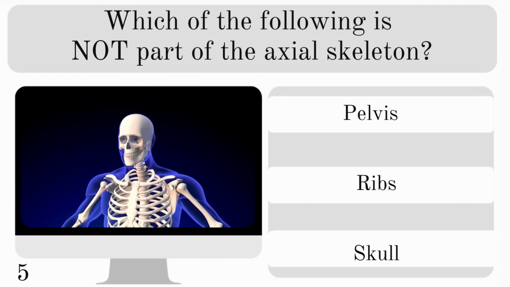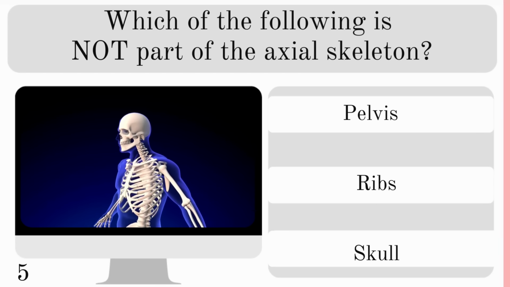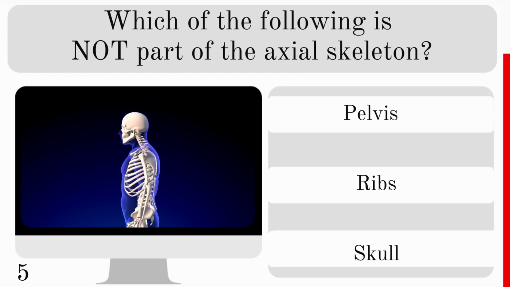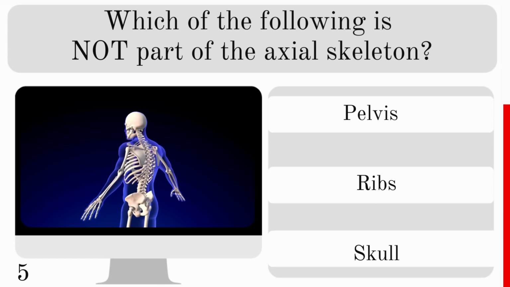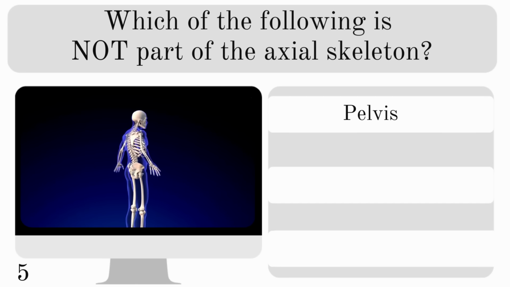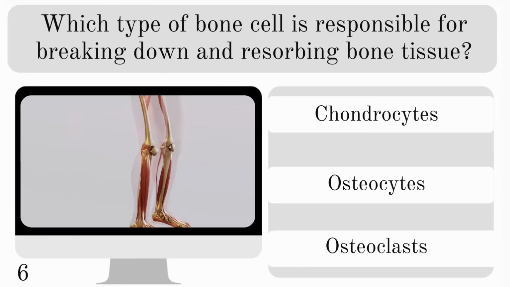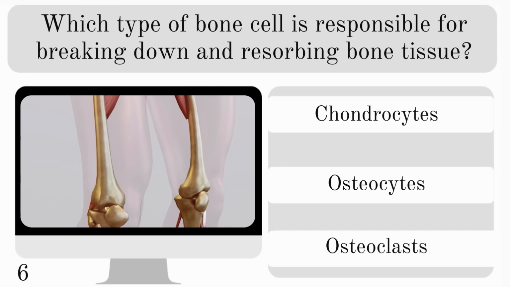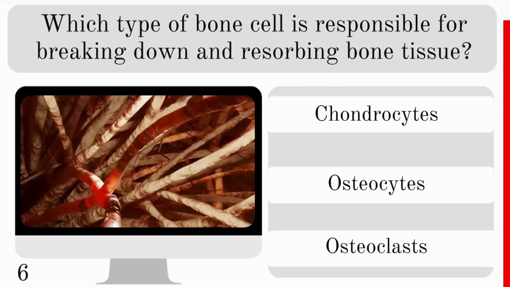Which of the following is not part of the axial skeleton? The pelvis, ribs, or skull? And the one there that's not part of it, the pelvis. Which type of bone cell is responsible for breaking down and reabsorbing bone tissue? Chondrocytes, osteocytes, or osteoclasts? And the correct answer, osteoclasts.